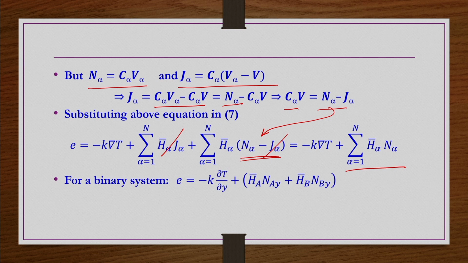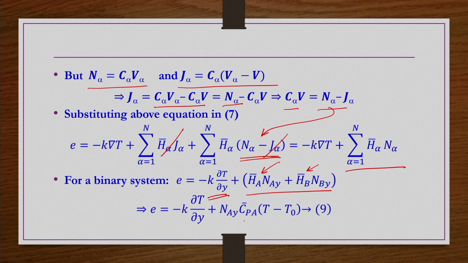right. Now if you write this for the binary component, you have H alpha bar, you have HA bar NAY plus HB bar NBY, and then conduction is also only in the y direction, so minus K dou T by dou y. Now this HA bar and HB bar we can replace by CPA bar delta T, but NBY is anyway 0 in this problem, so that NBY CPB bar delta T we don't need to write. So now this equation you can substitute in dou by dou y of EY equals 0 and then simplify to get the required temperature profile.